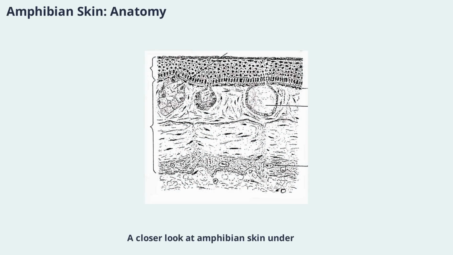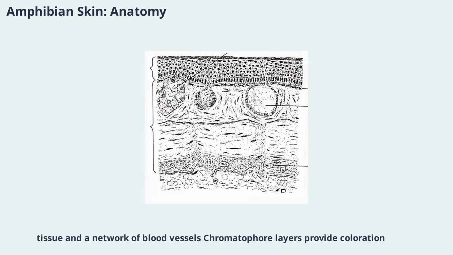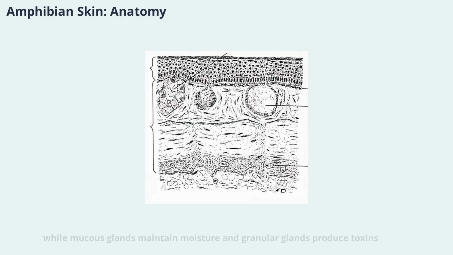A closer look at amphibian skin under the microscope reveals several layers and specialized structures. The outer stratum corneum, epidermis, and underlying dermis are supported by connective tissue and a network of blood vessels. Chromatophore layers provide coloration, while mucus glands maintain moisture and granular glands produce toxins. The thin epidermis over capillaries enhances gas exchange, making amphibian skin a vital organ for survival. This unique anatomy is key to their dual life in water and on land.